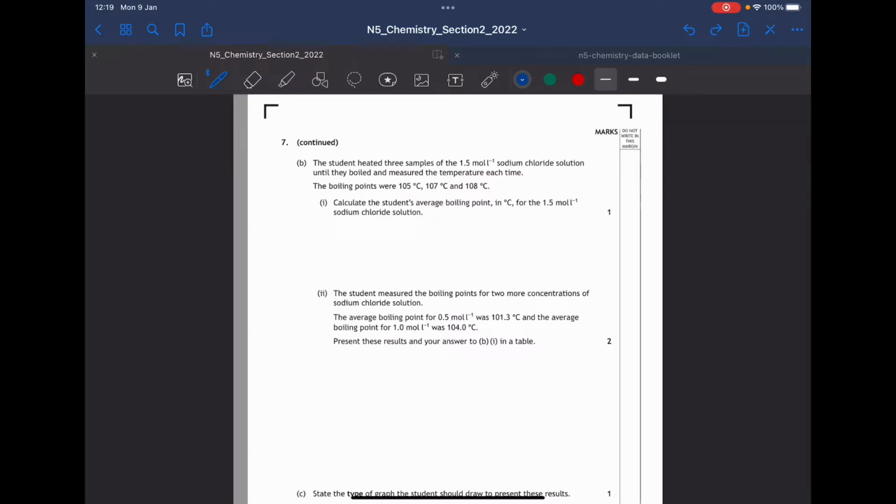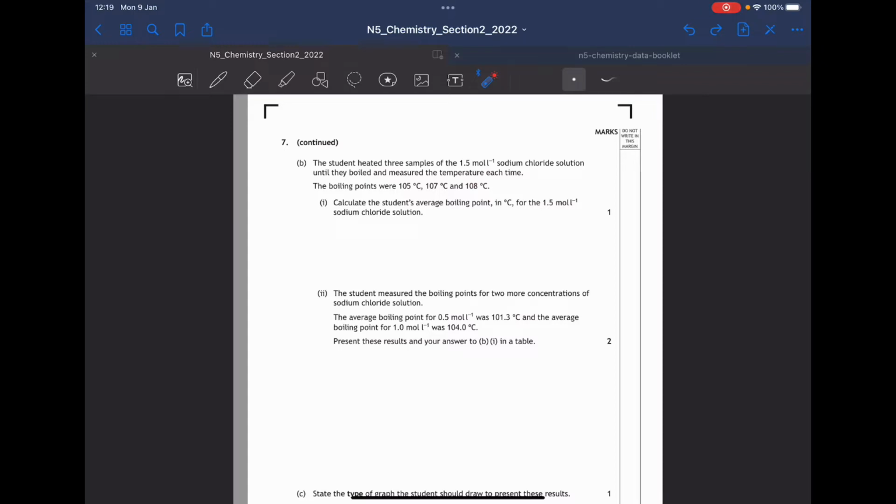So this is just assessing your knowledge to calculate an average. Don't get confused with titration results where you have to only use concordant results. That's not the case here. All the boiling points are relatively close to each other. There's none that are obviously outliers. So an obvious outlier would be if you had 105, 107, and then the last one was like 200. That would be obviously an error.